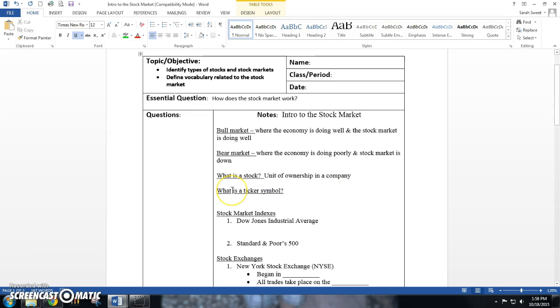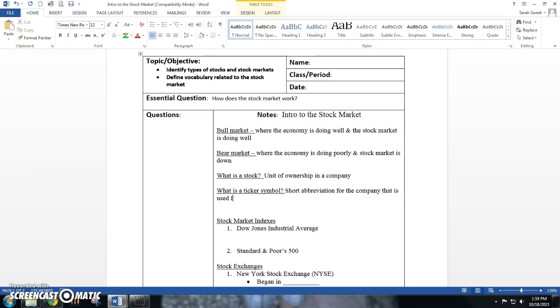If you watch something like MSNBC or anything like that, and you see all those little symbols or acronyms running along the bottom of the screen, that's going to be your ticker symbol. Sorry about that. And that is simply how you know the stocks from each other when you're just watching TV. So it's a short abbreviation for the company that is used for trading on the stock market.